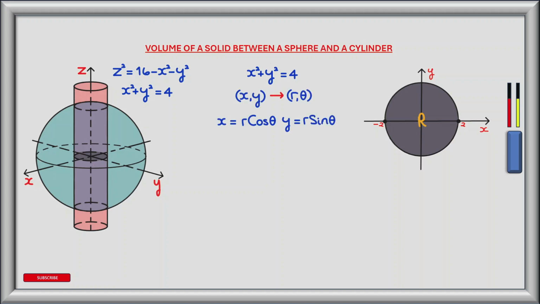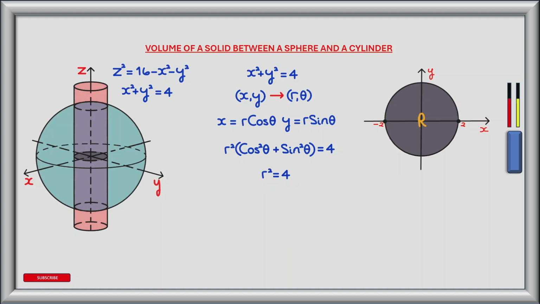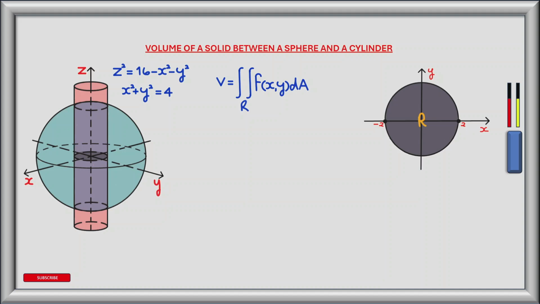To do this, we need to replace x with r cos theta and y with r sin theta. Making this substitution and factoring out r squared, we have r squared into the bracket of cos squared theta plus sin squared theta is equal to 4. And using the trig identity where cos squared theta plus sin squared theta equals 1, we're left with r squared is equal to 4. And taking the positive square root of both sides of this equation, we have r is equal to 2.